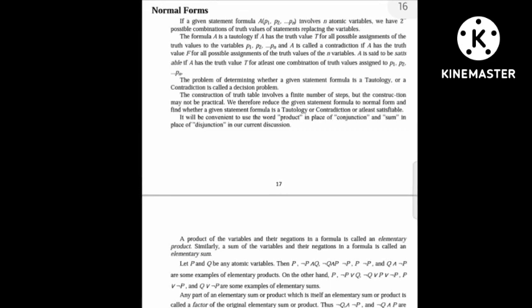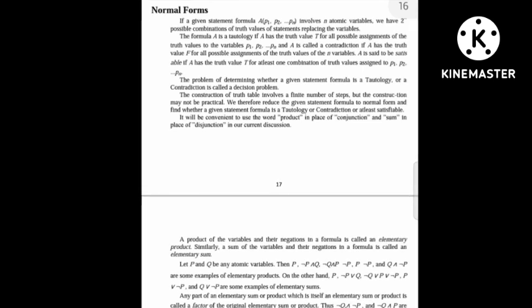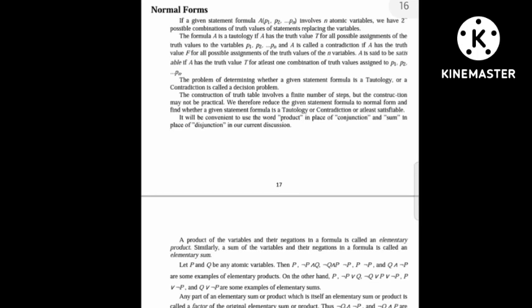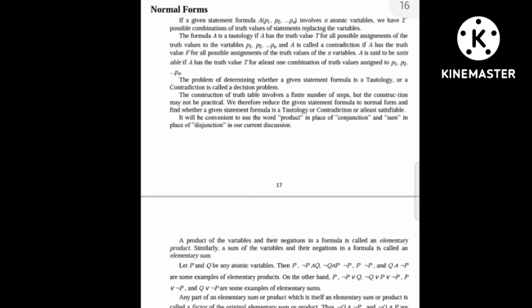The construction of a truth table involves a finite number of steps, but the construction may not be practical. We therefore reduce the given statement formula to normal form and find whether the given statement formula is a tautology or a contradiction, or at least satisfiable, which is the place of distinction in our current discussion.